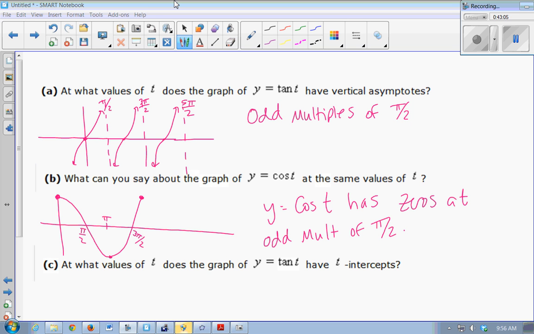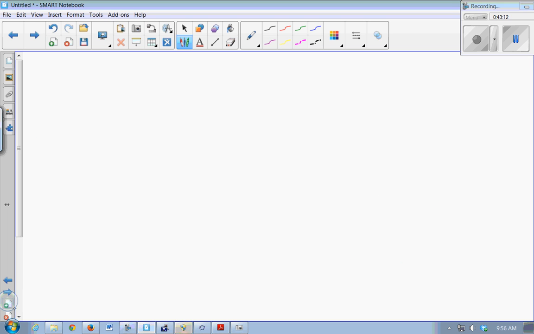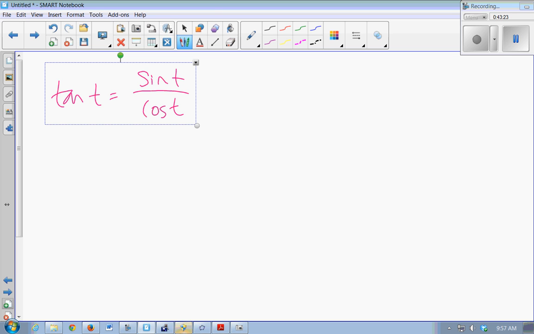Okay, so that's why we have vertical asymptotes there. Because remember, tangent is sine over cosine. And if the cosine is 0 at odd multiples of pi over 2, the tangent would have to be undefined, right? So the tangent is undefined when cosine t equals 0. So then we end up getting these vertical asymptotes because the function's not defined there.